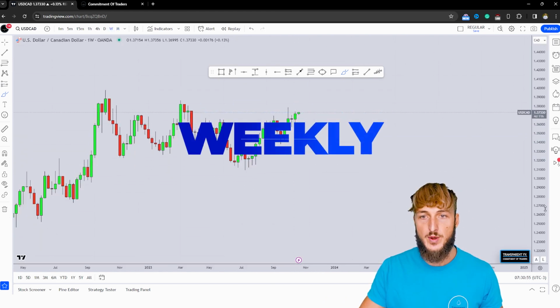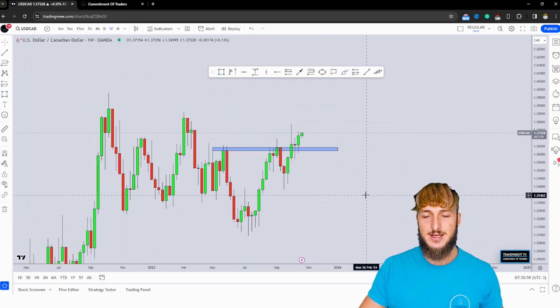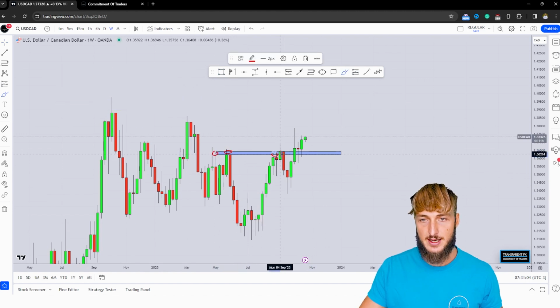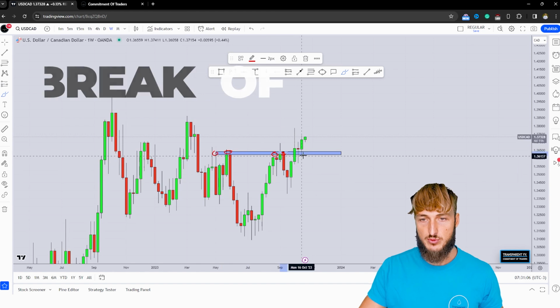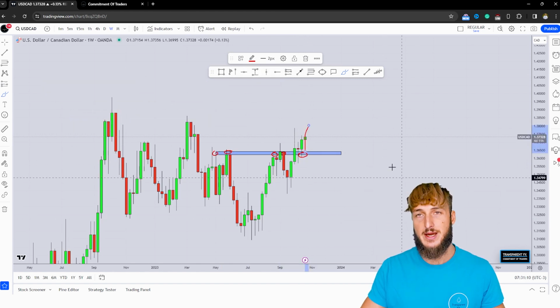Now, dropping down on the weekly time frame, what do we have? Now, from a weekly standpoint, the structure is quite easy to identify. This was the previous resistance, again resistance here, and again here, which the market broke to the upside, currently retested as support, and is currently respecting as support.